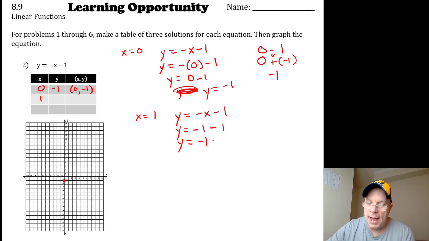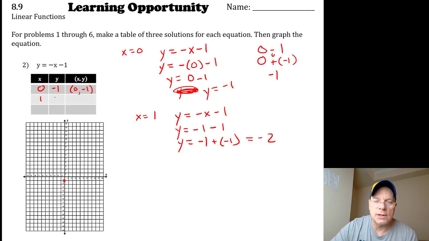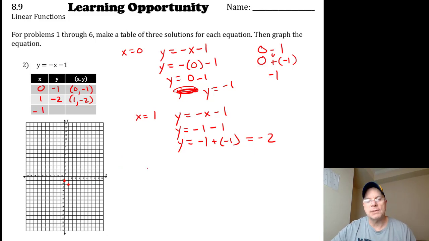Subtracting is the same as adding the opposite. And negative 1 plus negative 1 is negative 2. So when x is 1, y is negative 2. So our ordered pair is 1, negative 2. I graph it by going 1 to the right and down 2. Let's grab a negative value. Let's use a negative input and see what happens.